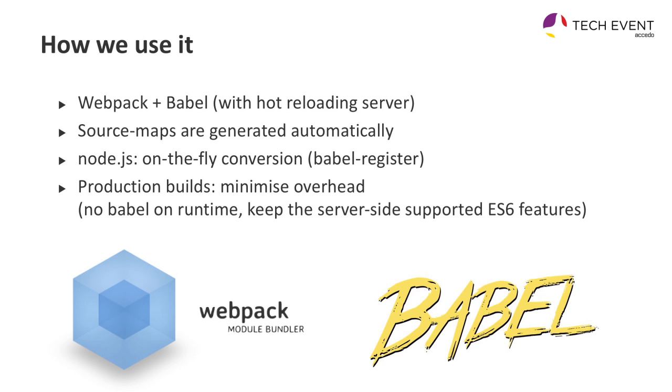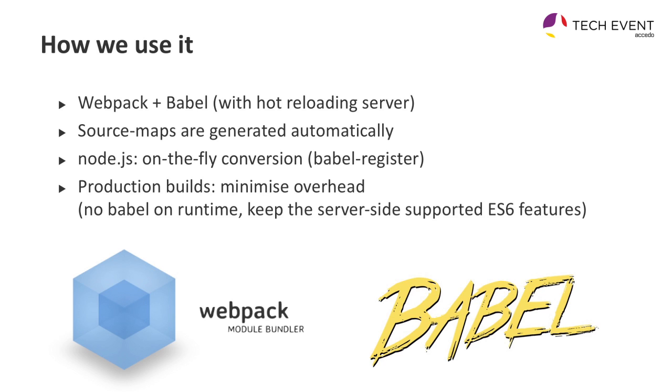How do we use it at Accedo? At the moment, we mostly use Webpack with Babel. One advantage of Webpack is that it provides a hot reloading server. What it means is that when you are working in your editor on the ES6 code, as soon as you save the file, you can see the browser being reloaded automatically without you doing anything, with the new versions of the files. Also, it supports source maps.